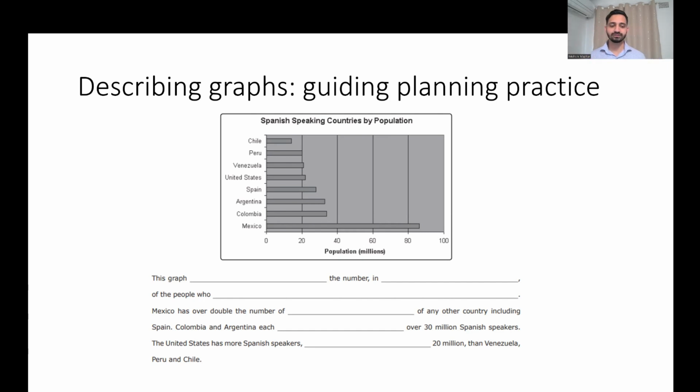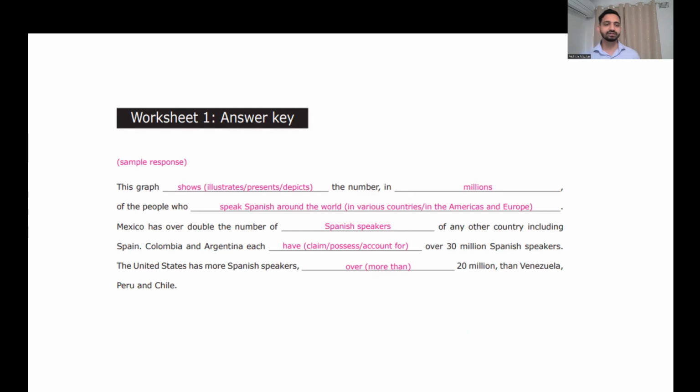So let me show the sample response here, and I will give you a few verbs as well so that you can use them instead of just saying shows, because you're going to get more than one describe image. You can use all of these words as well. This graph shows, or illustrates, or presents, or depicts, or even represents. You can use the number in millions. So we're taking that information from the graph, in millions of the people who speak Spanish around the world. That's the topic, in various countries in the Americas and Europe, right?